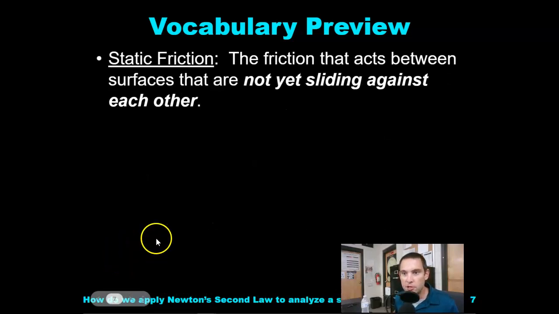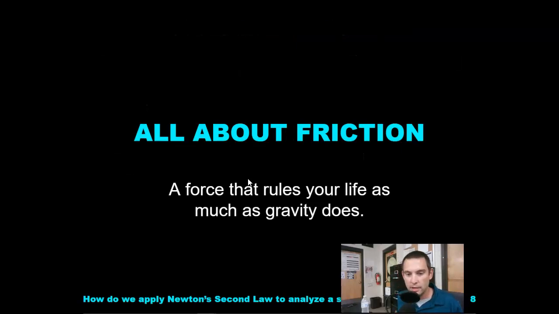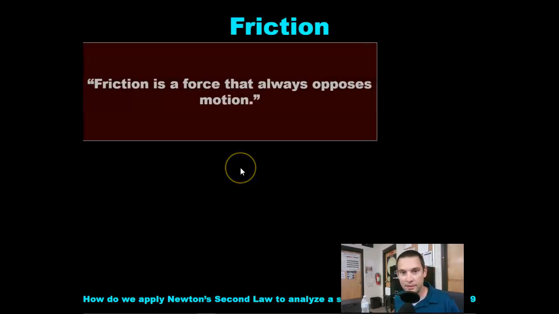Static friction is the friction that acts between surfaces that are not yet sliding against each other. Kinetic friction is the friction that acts between surfaces that are already sliding against each other. So when we're talking about sliding, we're talking about this motion, where if you press down harder, you're going to feel more of the resistance. A force that rules your life as much as gravity does. You didn't think about that, did you?